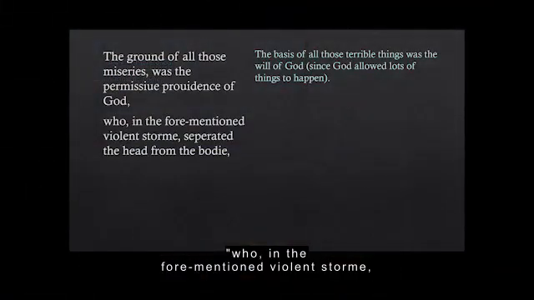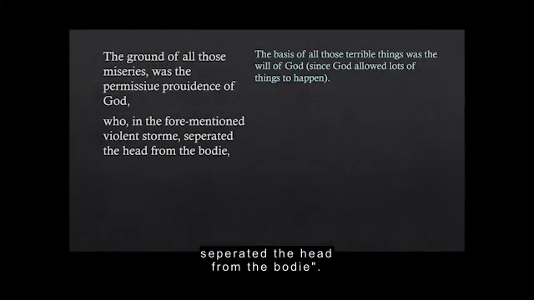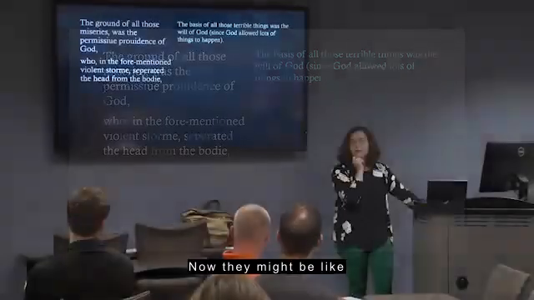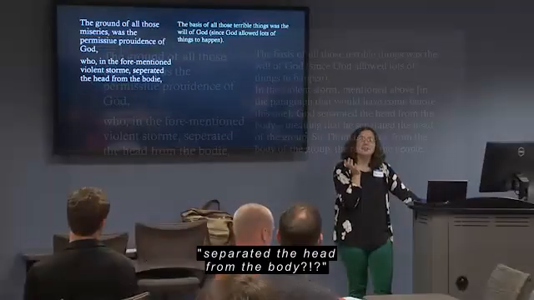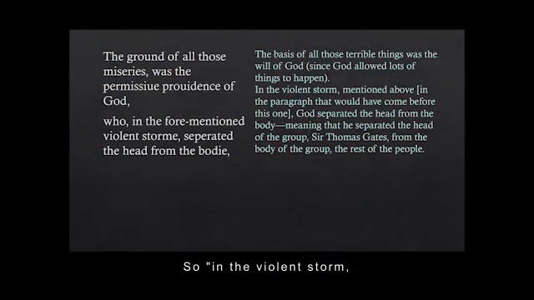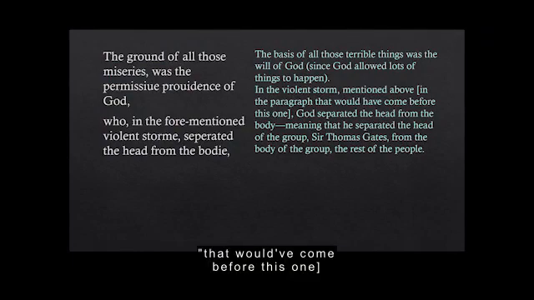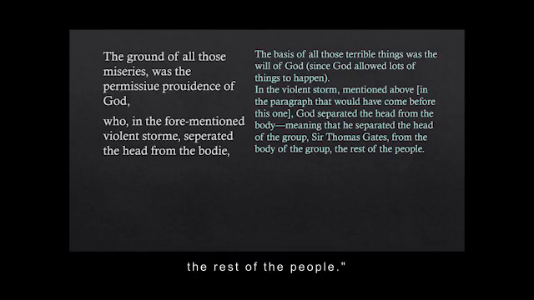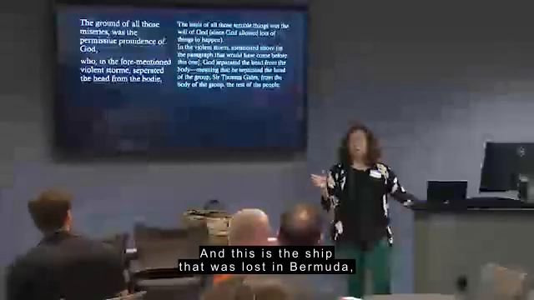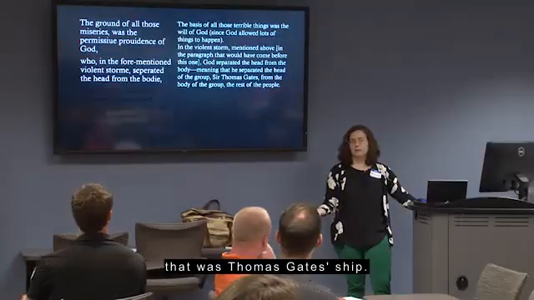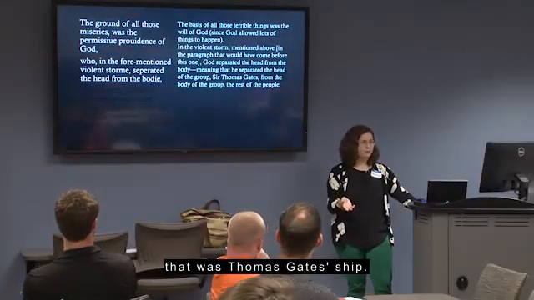"Who, in the aforementioned violent storm, separated the head from the body." Now they might be like, separated the head from the body? So in the violent storm mentioned above in the paragraph that would have come before this one, God separated the head from the body, meaning that he separated the head of the group, Sir Thomas Gates, from the body of the group, the rest of the people. And this is the ship that got lost in Bermuda. That was Thomas Gates' ship.